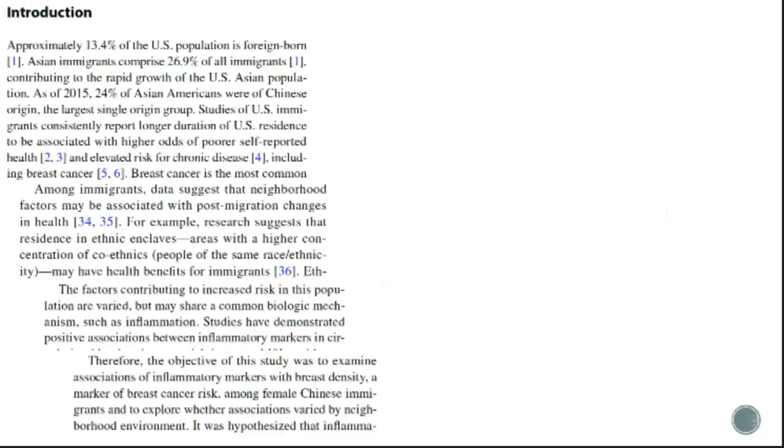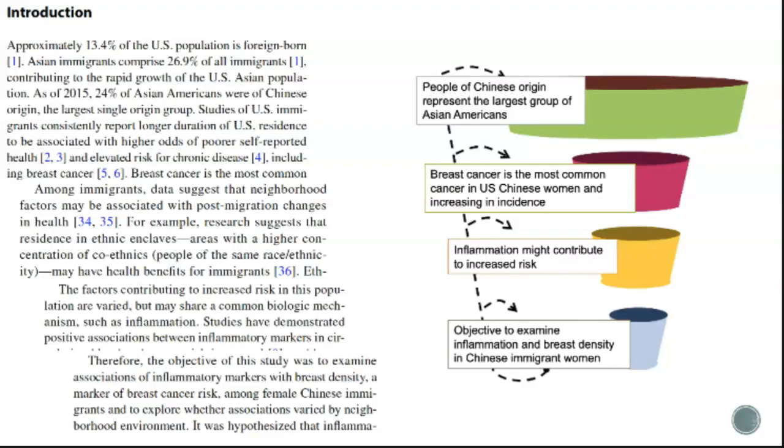Here's an example introduction from a research article. And the way that this is structured is basically we're kind of funneling down. We're starting off really, really broad, and then we're getting more narrow and specific in our information. So we start off talking about people of Chinese origin represent the largest group of Asian Americans. We then kind of funnel down further into breast cancer is the most common cancer in U.S. Chinese women and increasing in incidence.